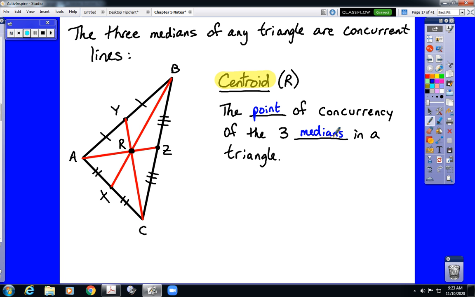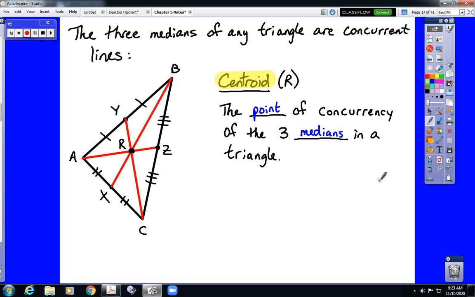And we can tell this is the centroid without being told that these are medians, because we should be able to recognize that AZ is a median. A is a vertex, Z is a midpoint. If we connect a vertex to the opposite midpoint, that's a median. So, that's pretty much all we have for the vocab slide here.